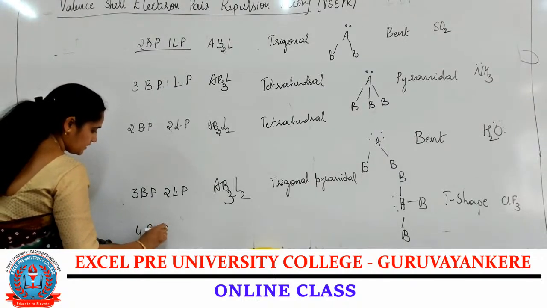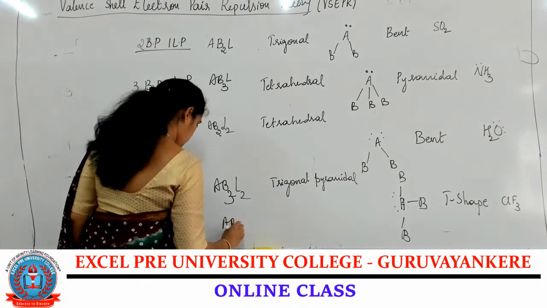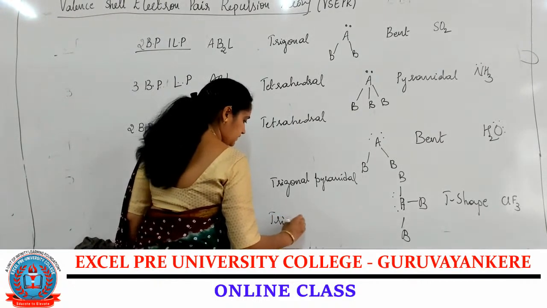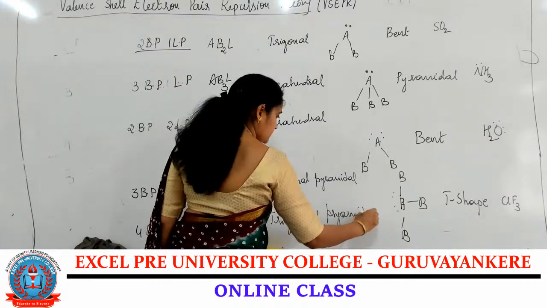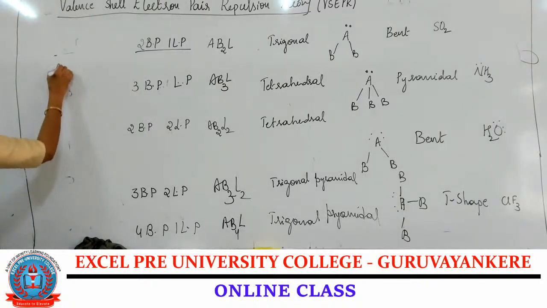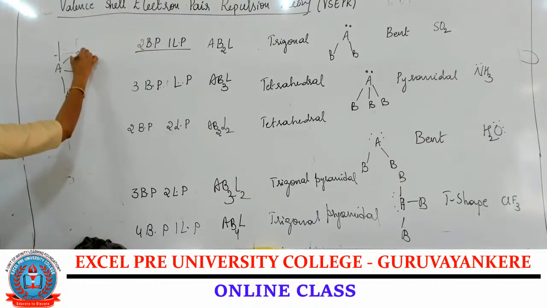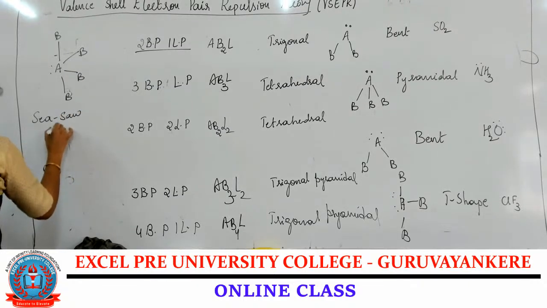4 bond pairs and 1 lone pair. It is of kind AB4L. Again, it is a trigonal bipyramidal geometry, isn't it? Where I am going to write it over here. 1, 2, 3, 4. And 1 lone pair on the A atom. It forms a seesaw structure.